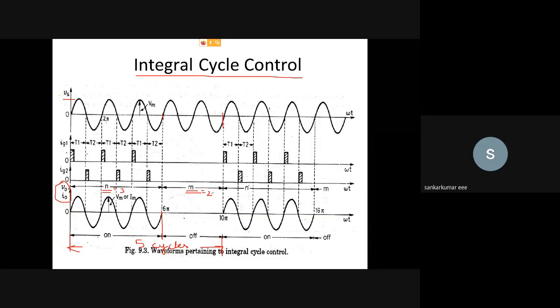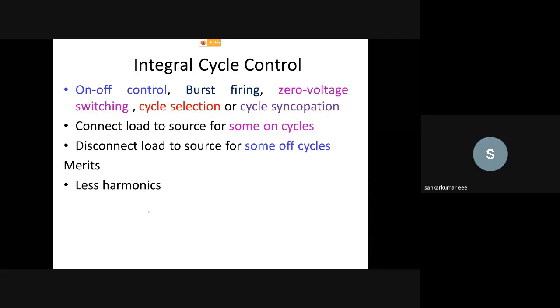Another advantage of this integral cycle control is that, compared to the phase angle control, the harmonics introduced in the output voltage will be less. Since we are obtaining a pure sine waveform as the output voltage, the harmonics introduced will be less. So this will be preferred for motor applications, speed control of motor applications. The harmonics introduced in the output voltage will be less, so that we can go for motor control applications using this integral cycle control. So this is explained over here.